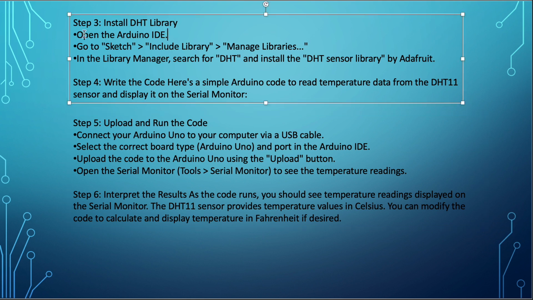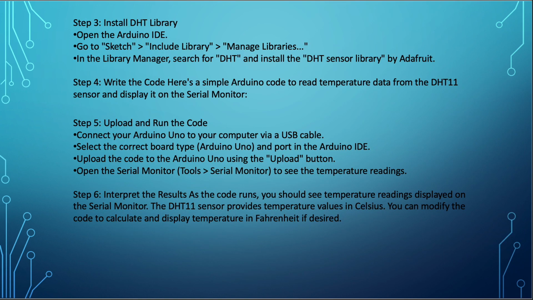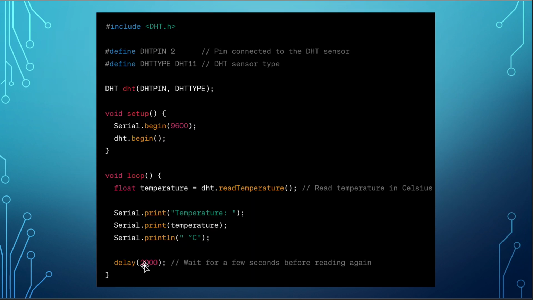How does this thing become easy? The library is already built in on your Arduino IDE. You need to go to sketch, include library, manage libraries. Then in the library manager you have to search for DHT and just install it, right? So you will get the temperature. So this is a simple example of how the temperature sensor works. That's it. If you run this code, the temperature will be written.